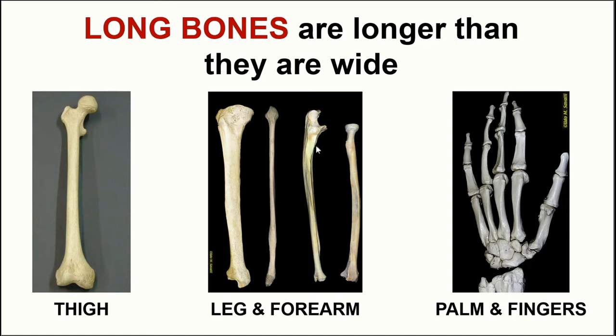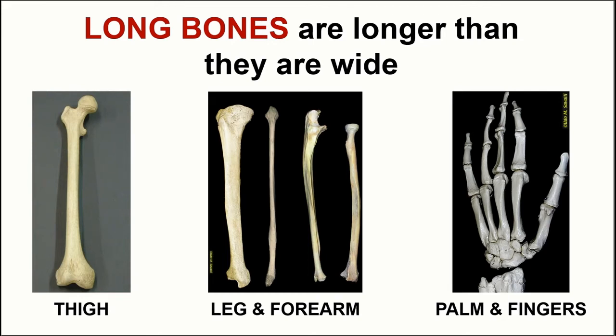The ulna and the radius here, these are the bones that make up the forearm. And remember, the forearm is the region that's between the elbow joint and the wrist joint here. And so these are the two parallel bones that make up the forearm here. Also, the bones that make up the palm and the fingers and the plantar surface of the foot and the toes as well are also considered long bones. So these are all bones that are longer than they are wide.